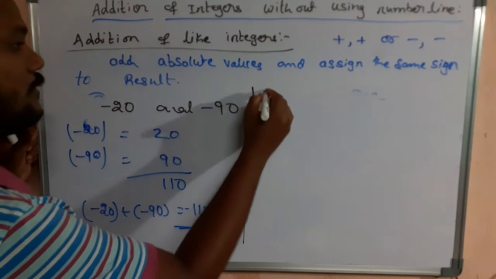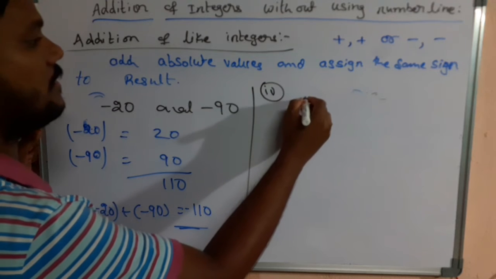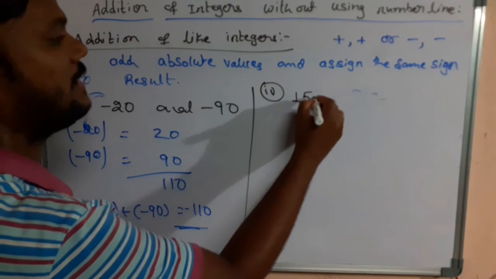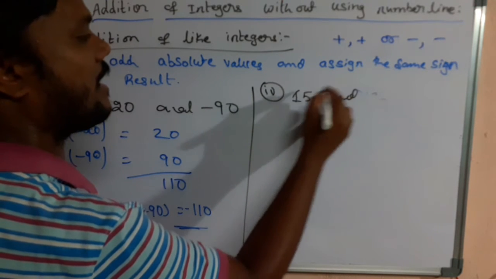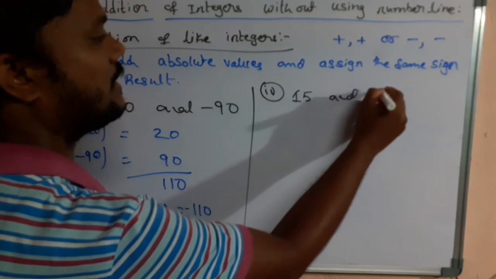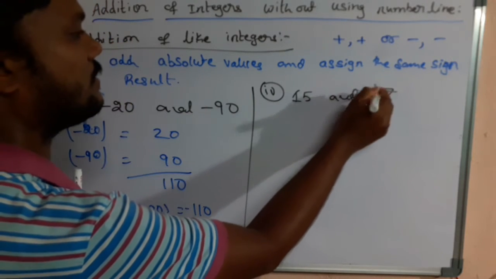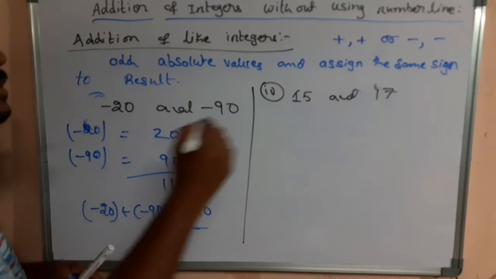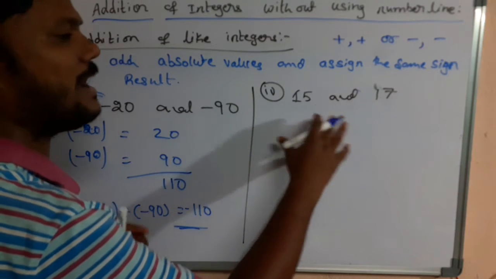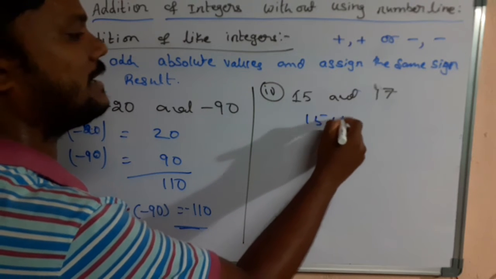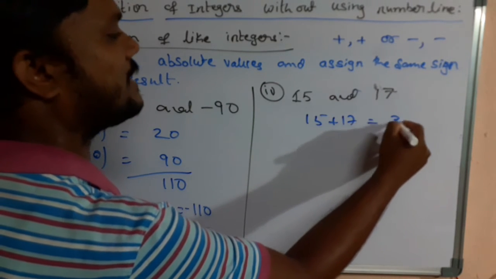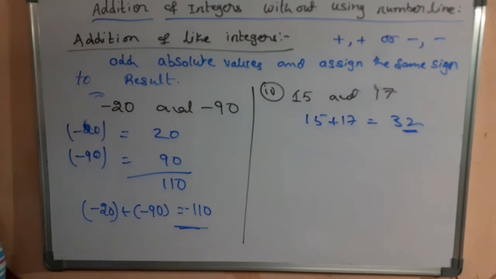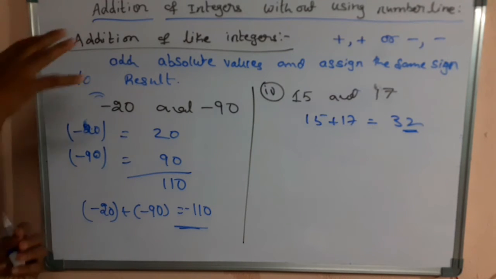Let me explain our fourth example: 15 and 17. As these two are like integers, and I did not mention a sign for them, we need to treat them as positive. We know how to add positive numbers. 15 plus 17, you can directly add as 32. You get 32.